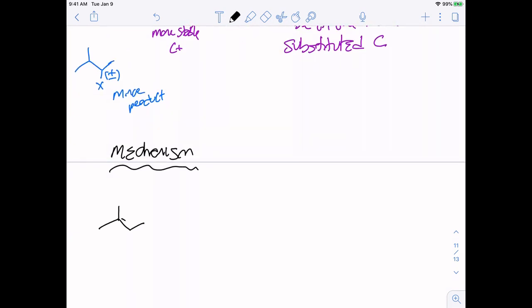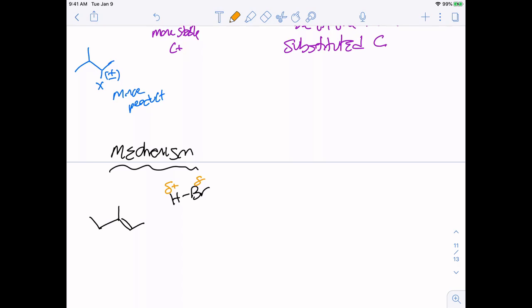Again, I'm going to make it unsymmetrical. Let's actually make it so we end up with something that's chiral. And then we'll use HBr. This is probably the polar mechanism that I used as my example when we were first learning mechanisms.